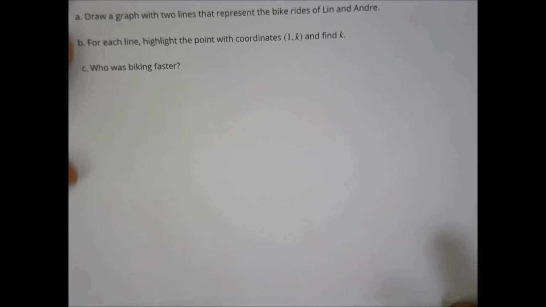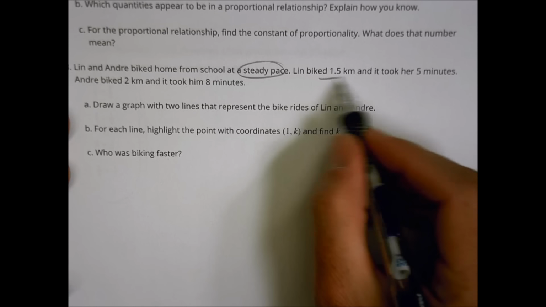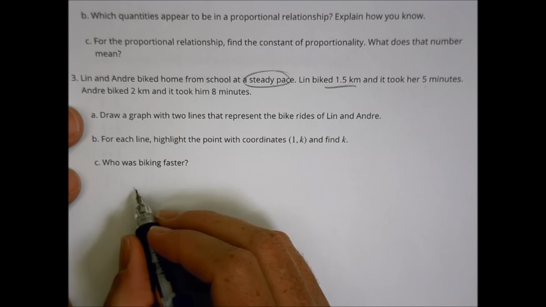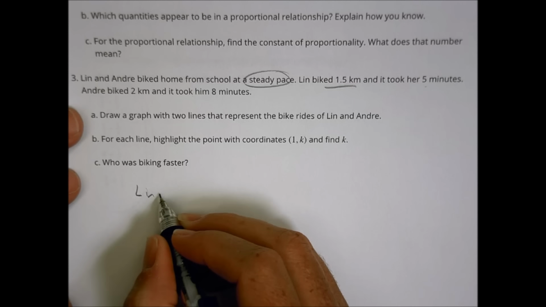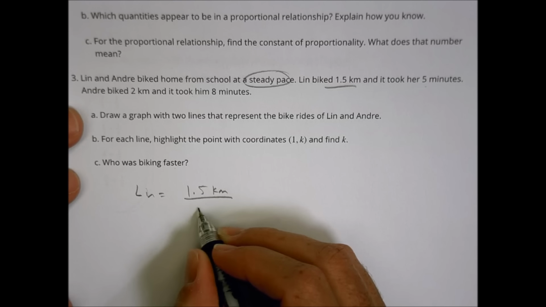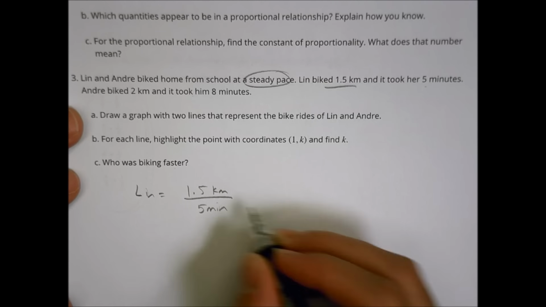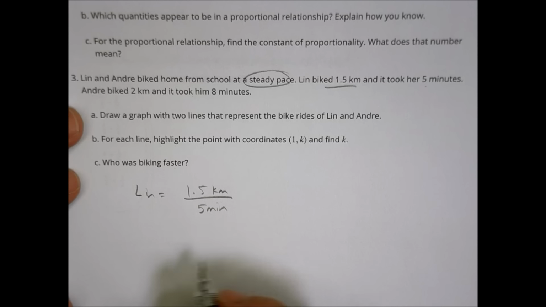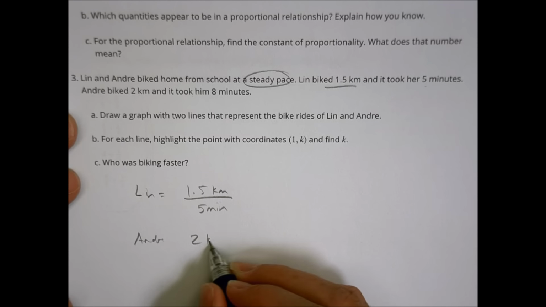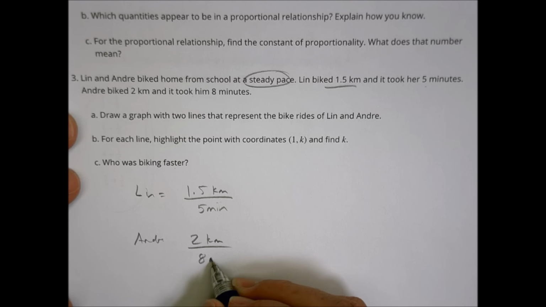So let's take a look at number 3. It says Lynn and Andre biked home from school at a steady pace. Lynn biked 1.5 kilometers and it took her 5 minutes. So Lynn is doing 1.5 kilometers in 5 minutes. That's her rate. And then it says that Andre biked 2 kilometers in 8 minutes.